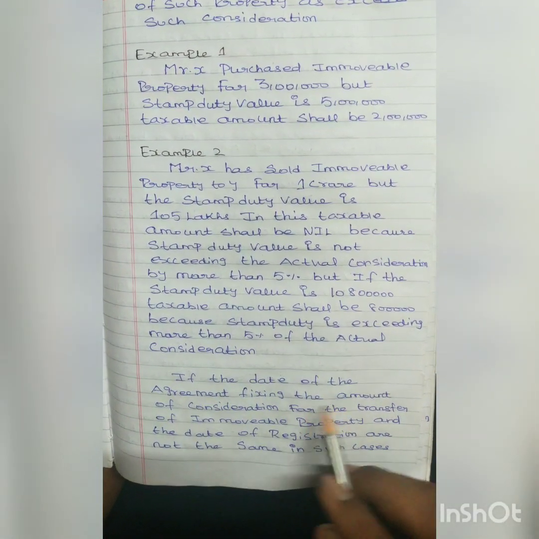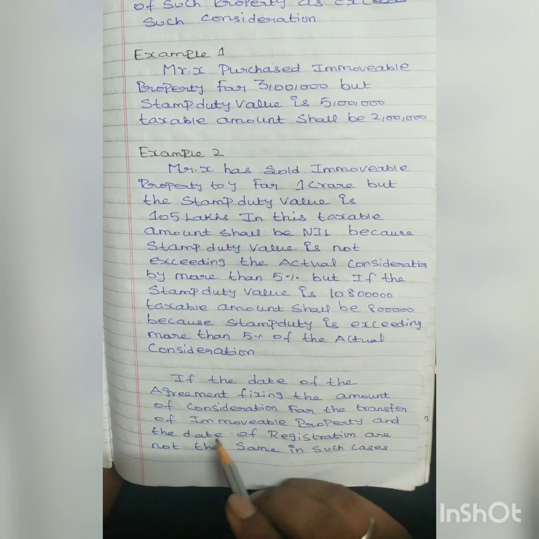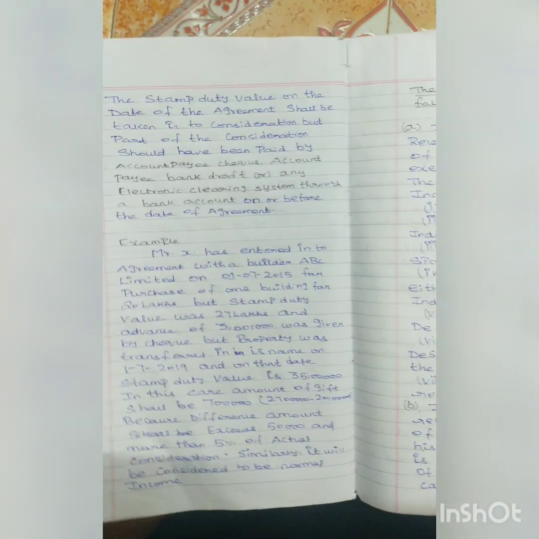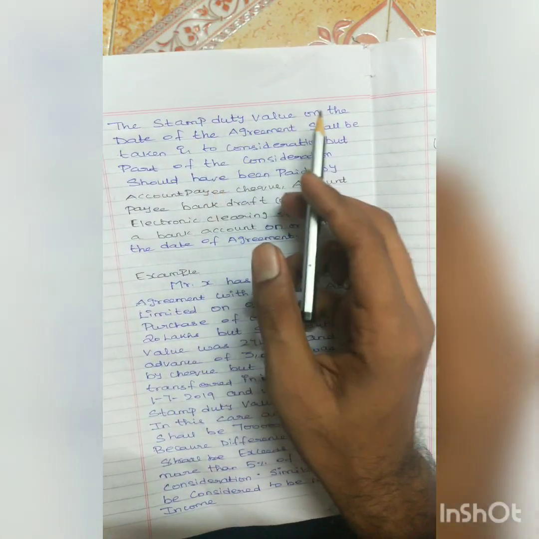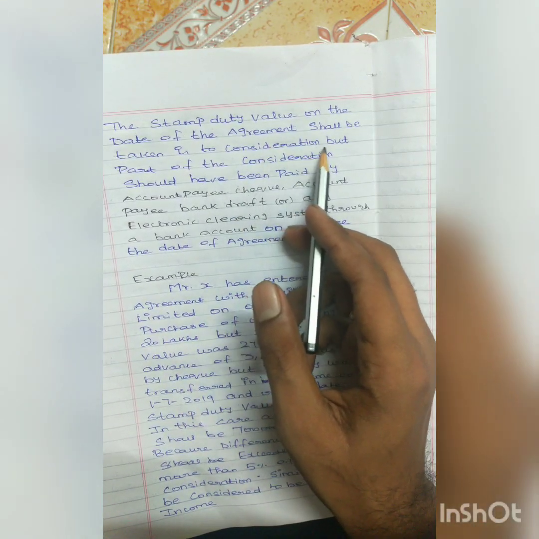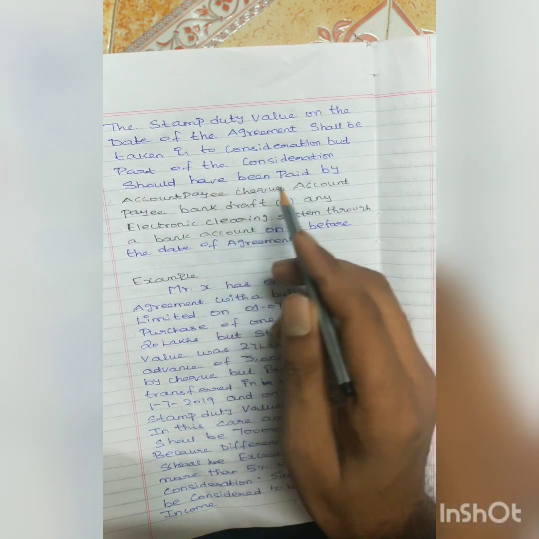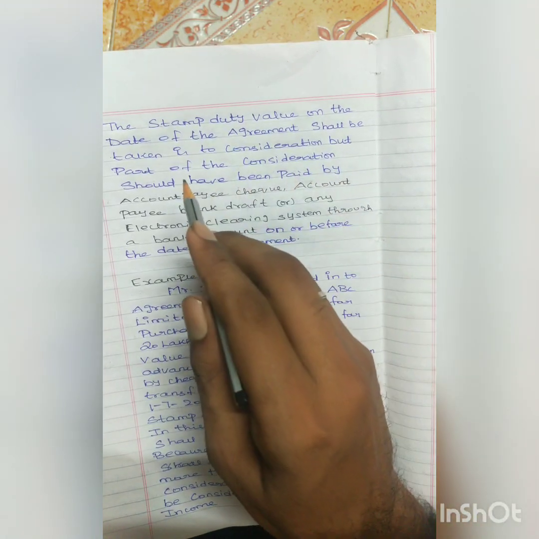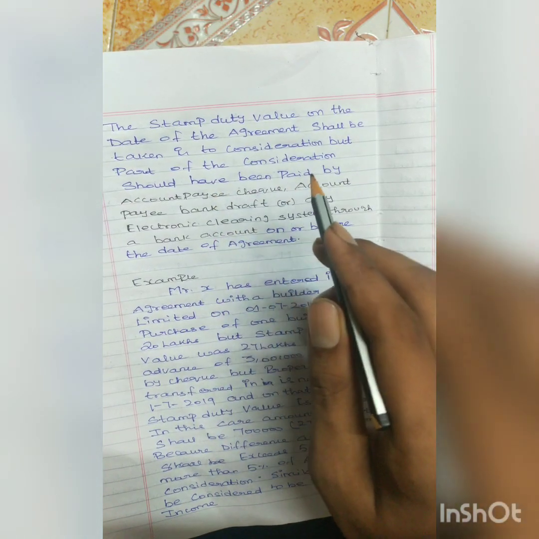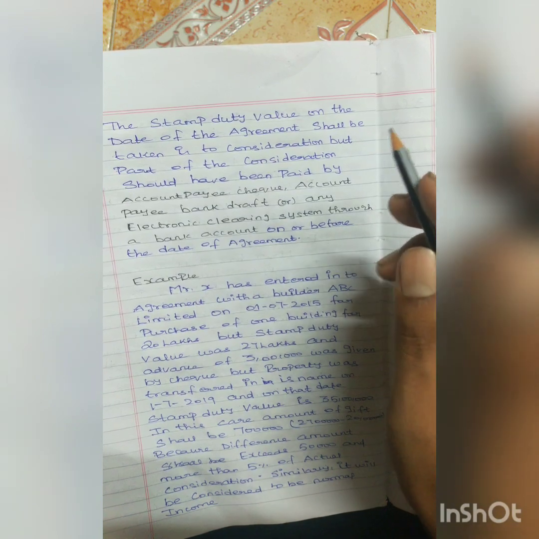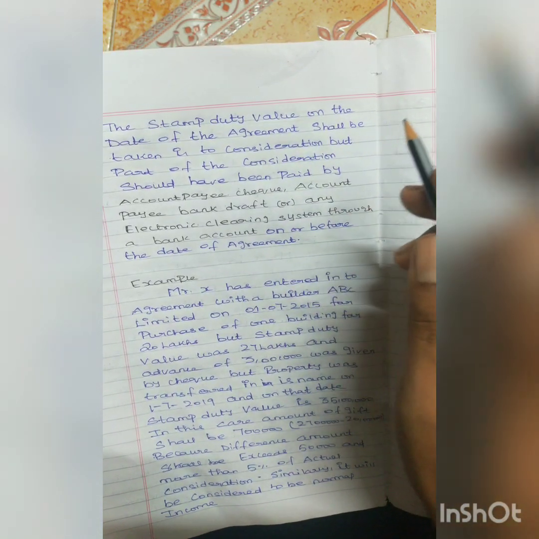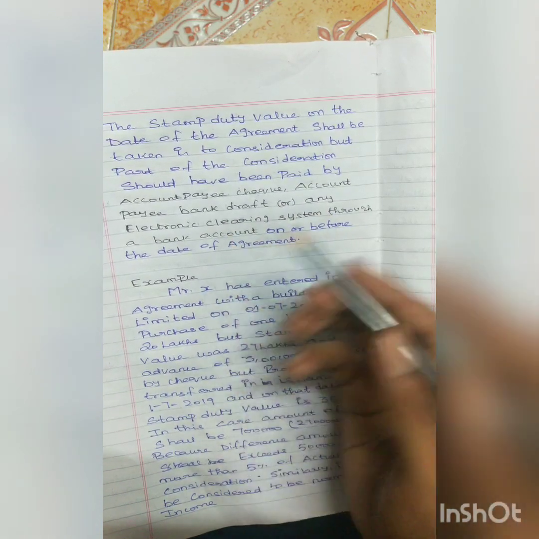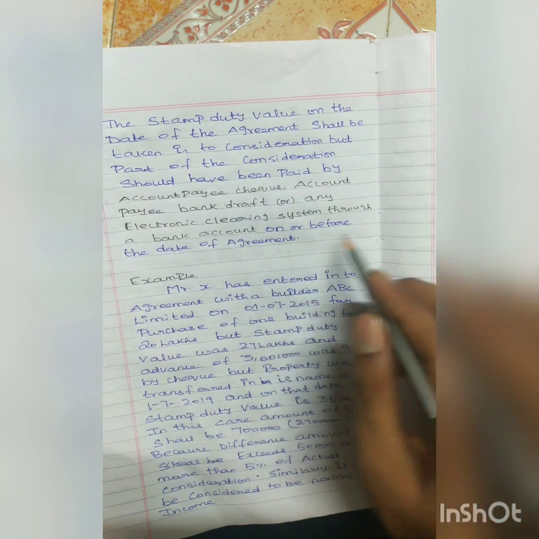That's the case here. If the date of agreement fixing the amount of consideration for the transfer of immovable property and the date of registration are not the same, in such a case the stamp duty value on the date of agreement can be taken into consideration, but only if any part of the consideration has been paid on or before the date of agreement. We should pay via account payee cheque, account payee bank draft or any electronic clearing system, only through a bank account, on or before the date of agreement.